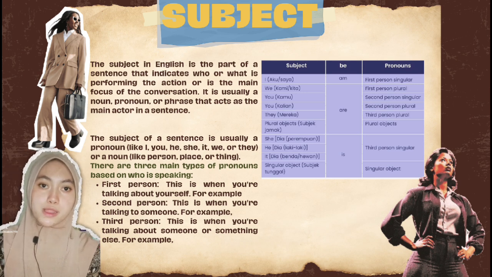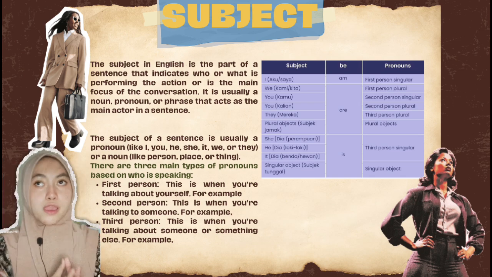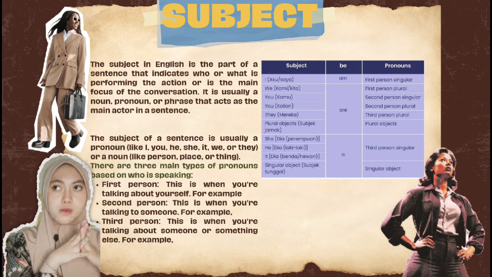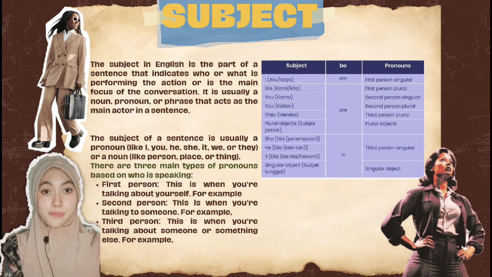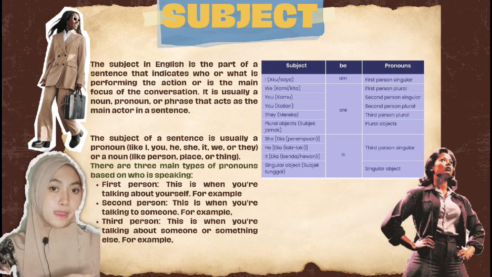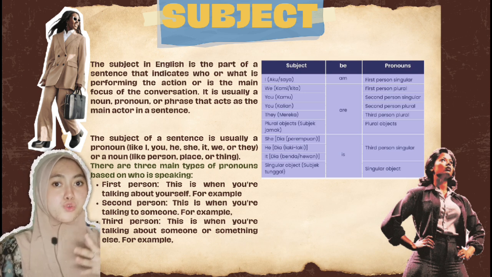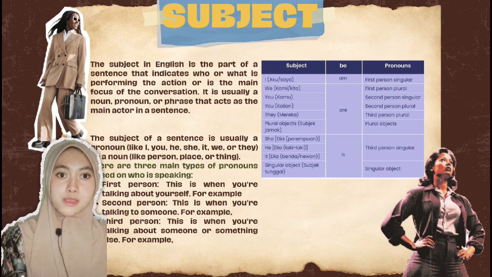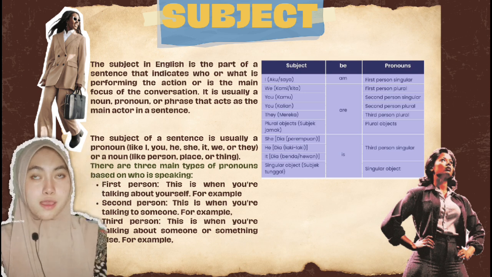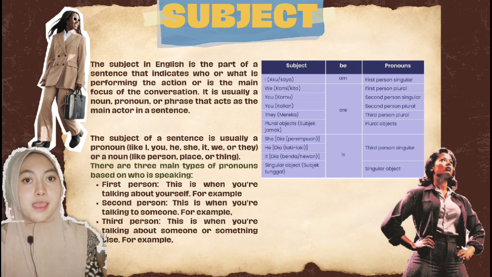And then the last one is third person. It's when you're talking about something or someone. It's like she is reading a book, or they are studying English in the class, something like that.